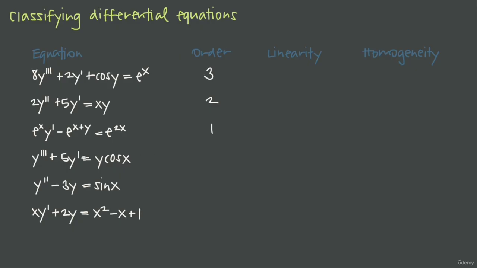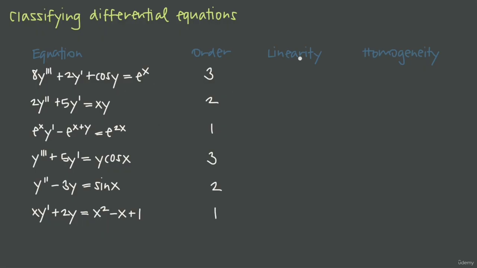In this equation here, we have the first derivative and the third derivative, so the order is 3. Here, the order is 2. We have the second derivative, y double prime here, that's the highest degree derivative. And in the final equation here, we have just y and y prime. We have a first derivative, that's the highest degree derivative, and so the order is 1. So that is the order of the differential equation.